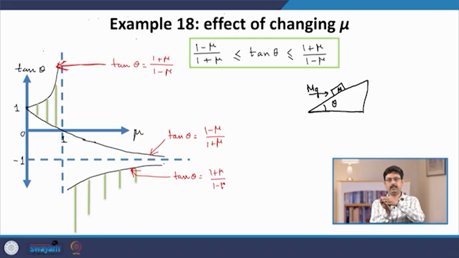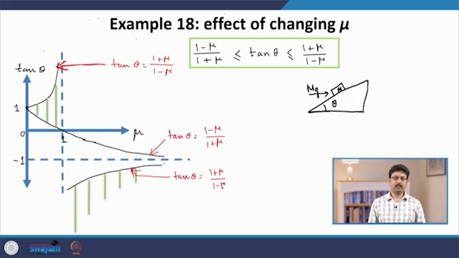And then you can change the inclined plane. So, you can vary theta keeping mu fixed, and you can also do the opposite: you can keep theta fixed and vary mu by changing the material of the block or the material of the inclined plane. So, theta and mu are independent parameters.